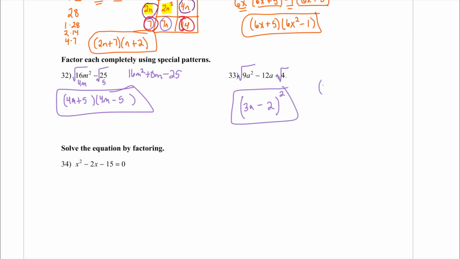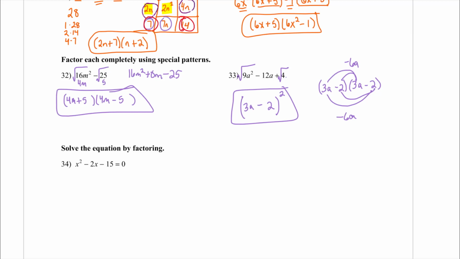And people will ask me repeatedly, even if I've literally just said the answer to somebody else that they were supposed to be listening to, they'll say, but where did the negative 12a go? Well, let's think about what happens when we do 3a minus 2 times 3a minus 2. 3a times 3a is 9a squared, and negative 2 times negative 2 is 4. But then when you do the 3a times negative 2, you get negative 6a, and then negative 2 times 3a, which is also negative 6a, you add those together and you get negative 12a.